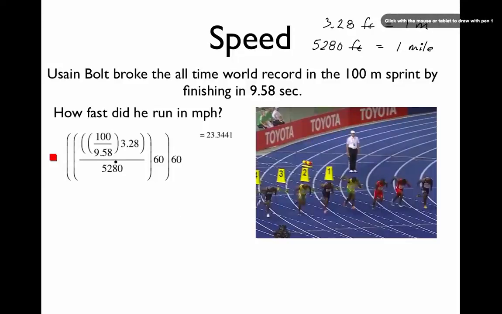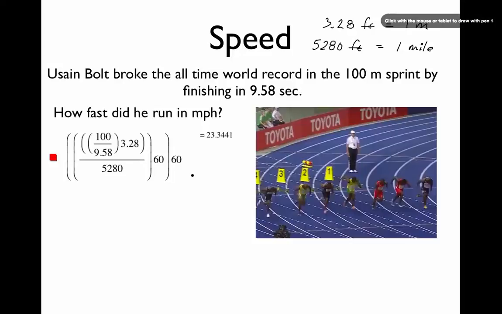100 over 9.58, what does that represent? Speed in meters per second. If I multiply by 3.28, what does that represent? Speed in feet per second. If I divide that by 5,280, miles per second. Miles per second times 60, miles per minute. Finally, miles per hour. Okay? It's not better than your way, but it's a good exercise to look at someone else's way and analyze every step along the way. Any questions on that?